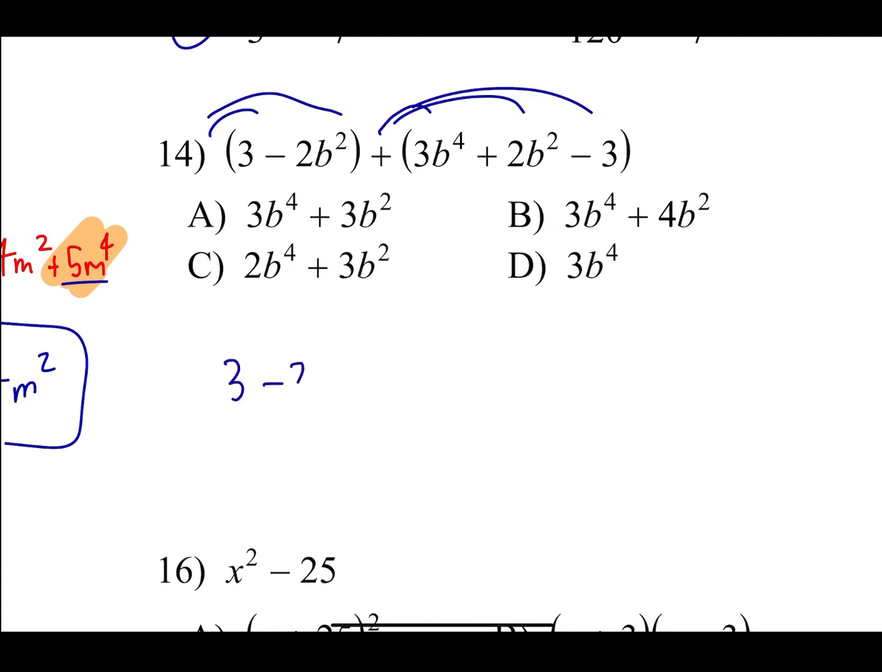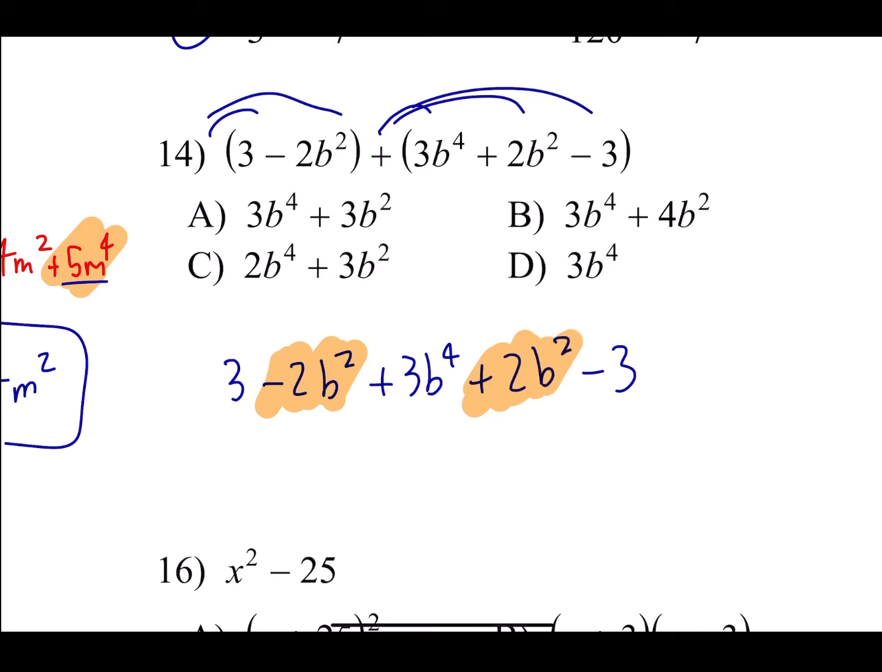So we have 3 minus 2b squared plus 3b to the 4th plus 2b squared minus 3. We are just adding and subtracting. So let's see. The squares go together. The 3's go together. And the 3b to the 4th is left alone. But 3 minus 3 is 0, and 2b squared minus 2b squared is 0. We're left with this 3b to the 4th.